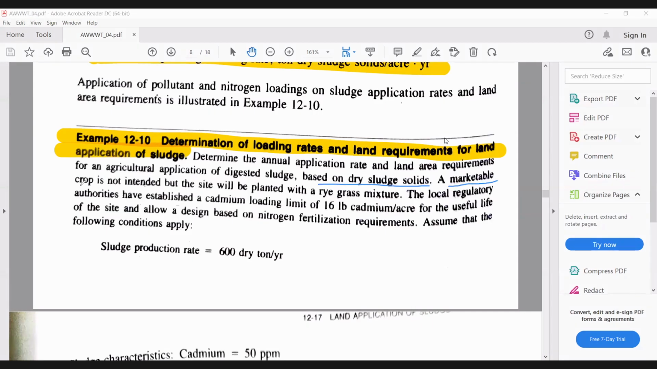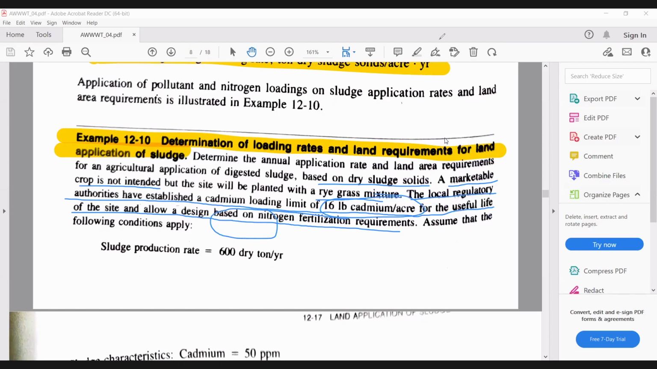So here it is a digested sludge, based on dry sludge solids. A marketable crop is not intended. Here we are not going to grow any crop on that agricultural land. It is just a rye grass mixture for grazing of cows and other animals. The local regulatory authorities have established a cadmium loading limit of 16 pounds cadmium per acre for the useful life of the site and allow a design based on nitrogen fertilizer. This means nitrogen is our limiting factor and our requirement.